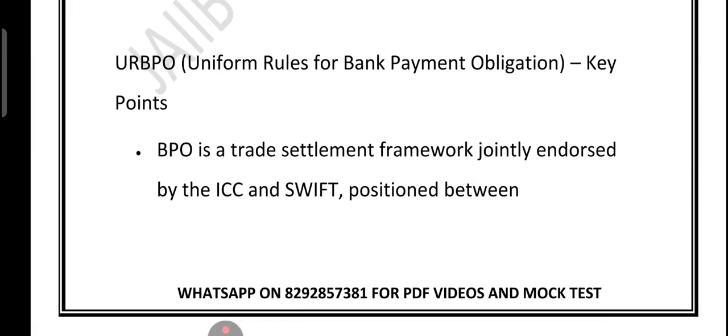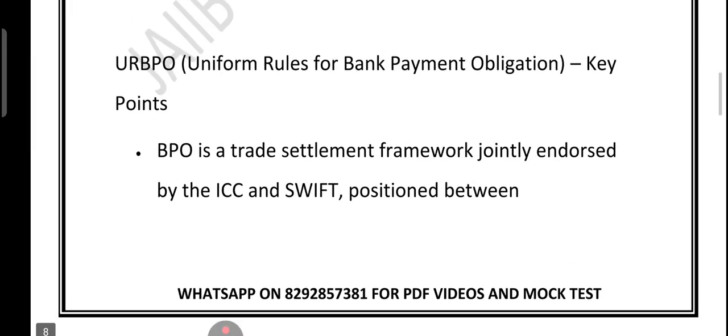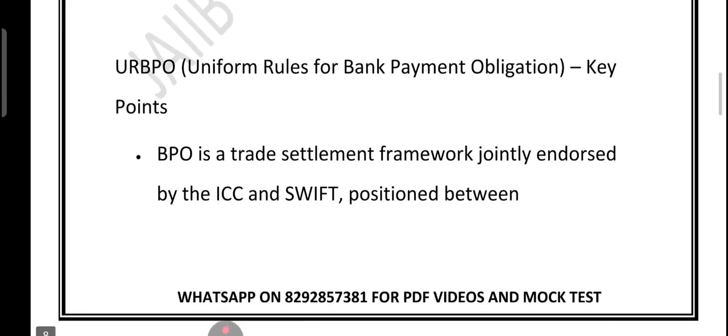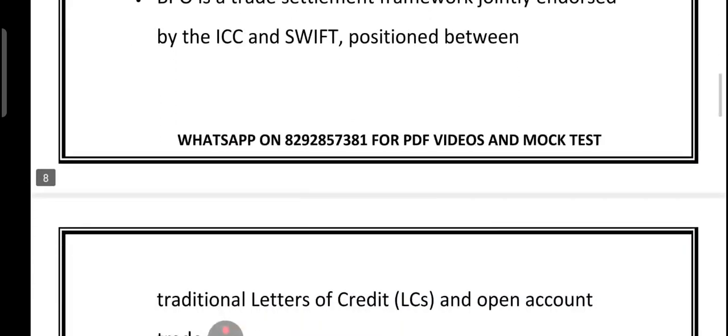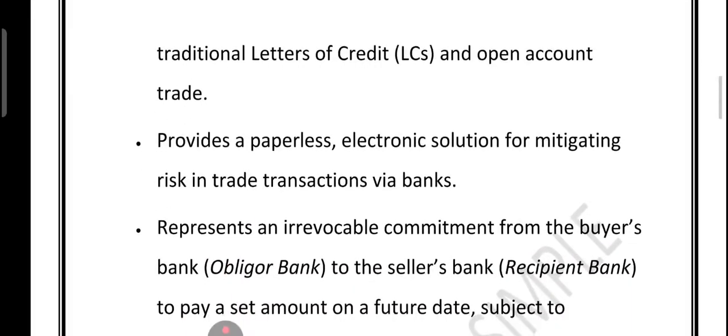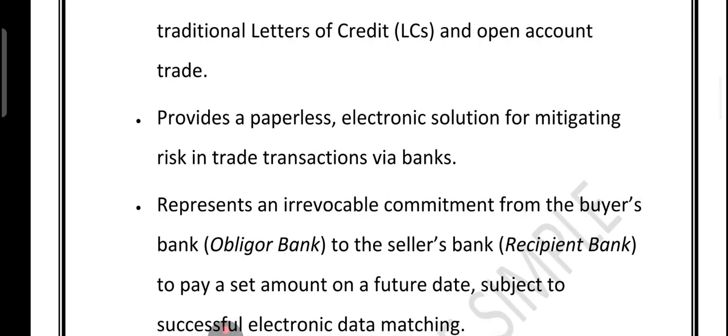What it is all about? See, BPO stands for bank payment obligation. You can think of BPO as sitting between the traditional letter of credit and an open account trade. It was created together by the International Chamber of Commerce and SWIFT to make trade faster, safer and fully electronic. So how does it work? It is basically a paperless trade settlement system.